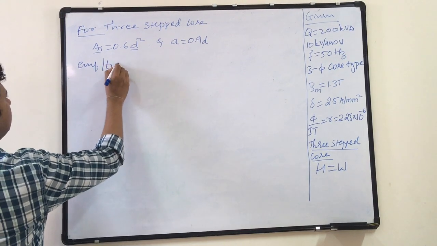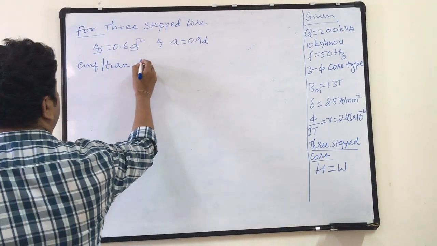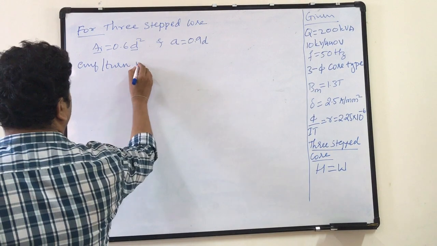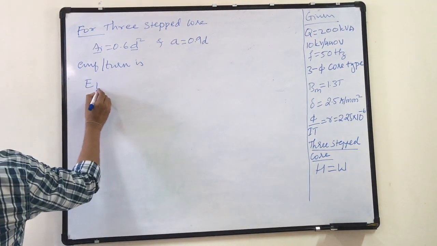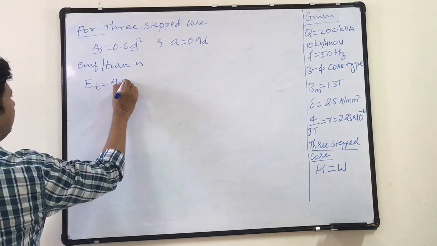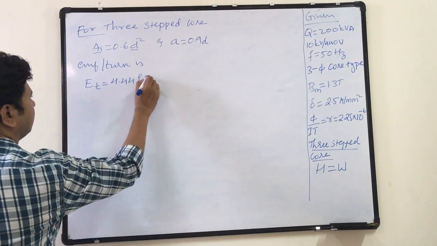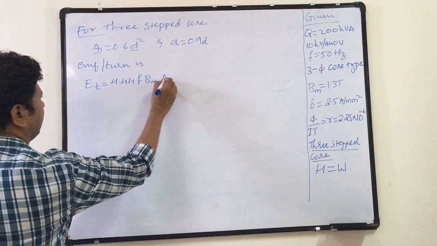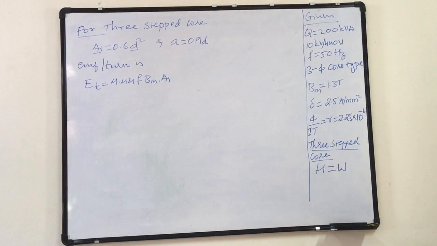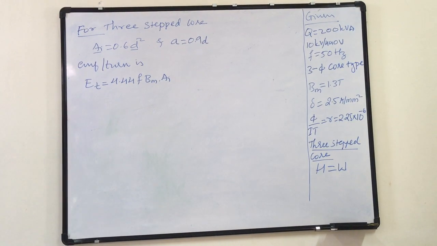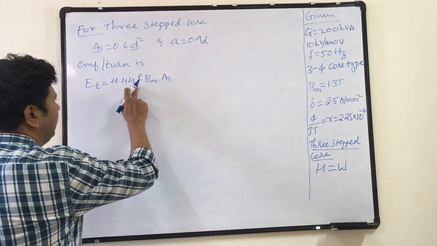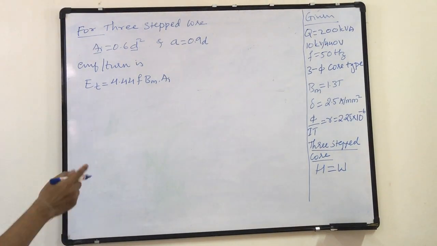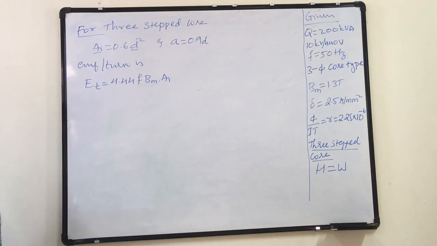EMF per turn, Et, is equal to 4.44 f Bm into Ai. So in the RHS of this equation I know Bm and f, but again in this equation I don't know what is Et and Ai. Again there are two unknowns in this equation.